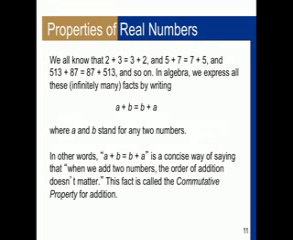Okay, we know that 2 plus 3 is the same thing as 3 plus 2. 5 plus 7 is the same thing as 7 plus 5. 513 plus 87 is equal to 87 plus 513, and so on. We express this as a plus b equals b plus a in algebra because it's true for every number in addition, no matter what. In other words, a plus b equals b plus a is a concise way of saying that when we add two numbers, the order of addition does not matter. We call this the commutative property for addition.